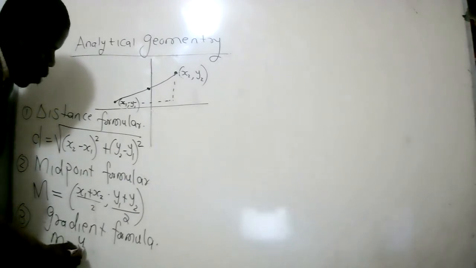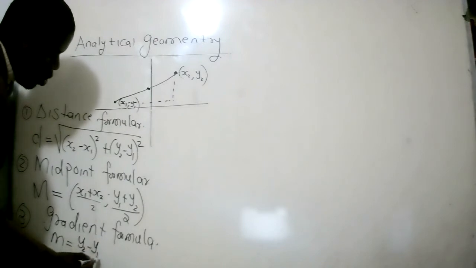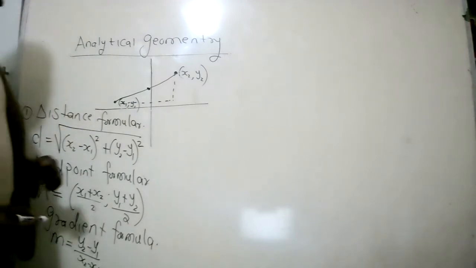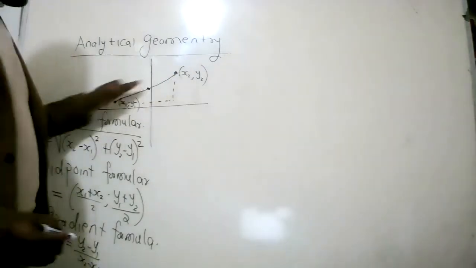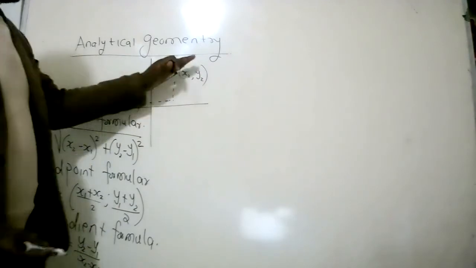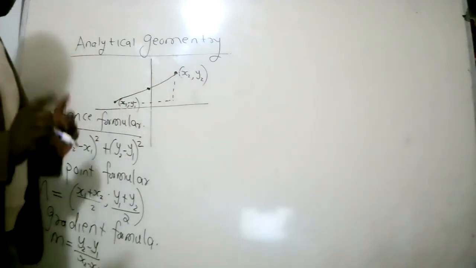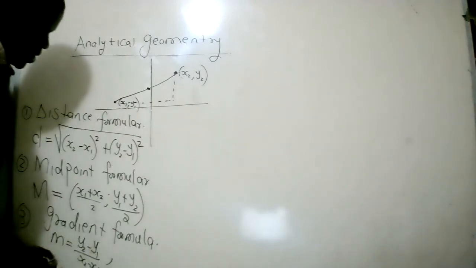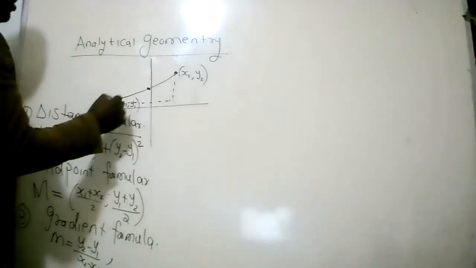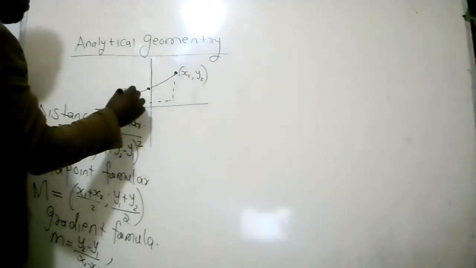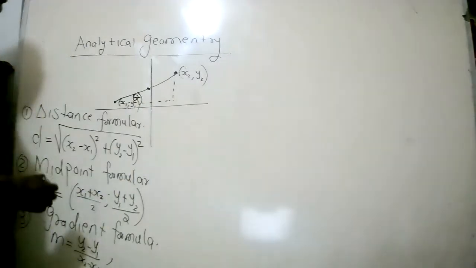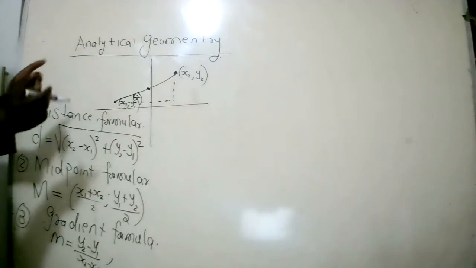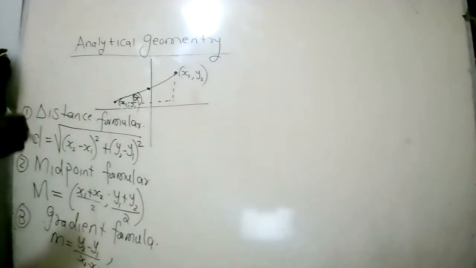So m is equal to y2 minus y1, all divided by x2 minus x1. This is the formula which can calculate the slope or the steepness or the gradient between 2 points. At times, you may not be given 2 points like this, but you may be given an angle that shows the steepness of the graph. So if you want to calculate the gradient, you use this second formula.